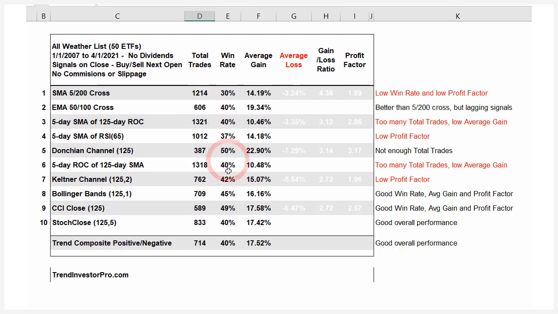And there you can see a preview. The win rate for the trend composite was 40%, which is pretty typical for a trend following strategy, and the average gain was 17.5%. And then I'll get into average loss, gain loss ratio, and profit factor, the all-important profit factor for these as well. That will be next week.